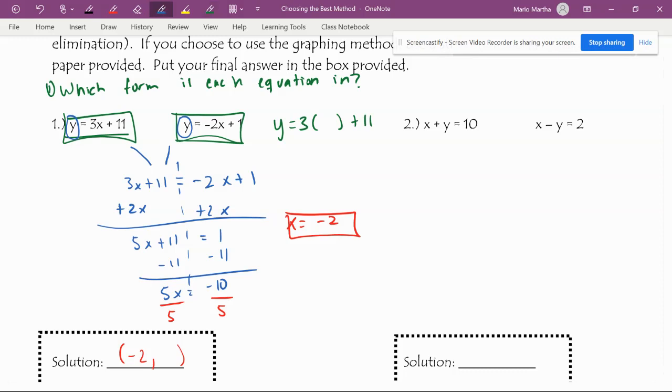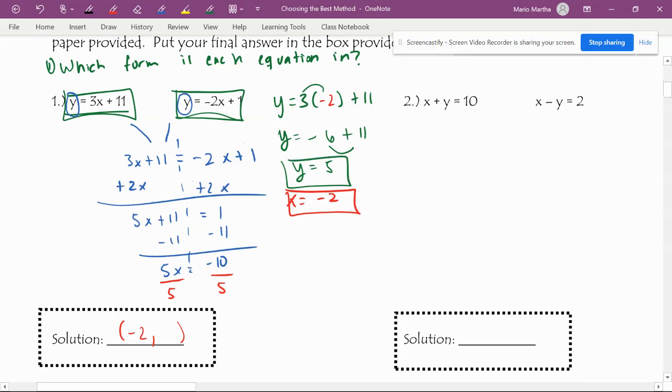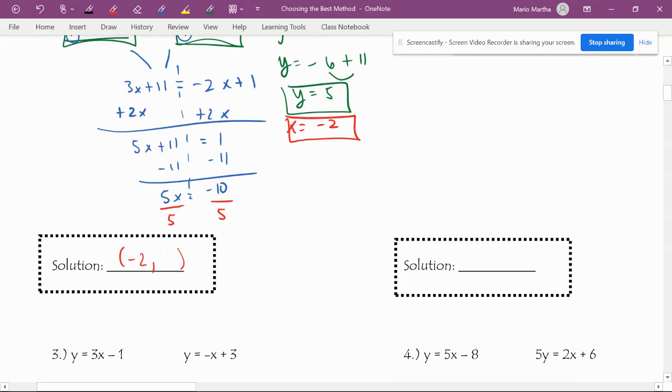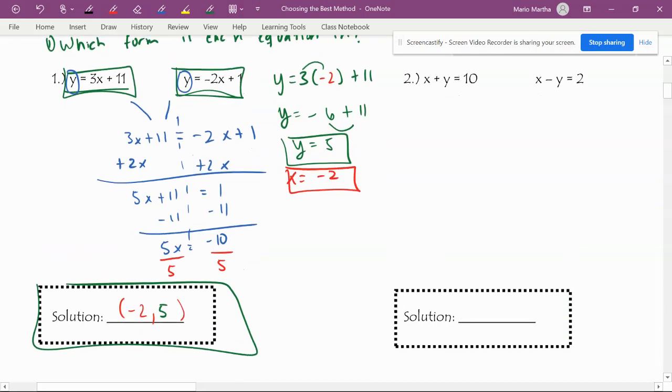So that's the equals method. So that's negative 2. That's what x is. We move forward, we just simplify now. 3 times negative 2 is negative 6 plus 11. Combine those two, you guys get y equals positive 5. So that's my y coordinate. So therefore, that's pretty much my solution right there. All right. So again, remember to box your answers. And that's the first example.